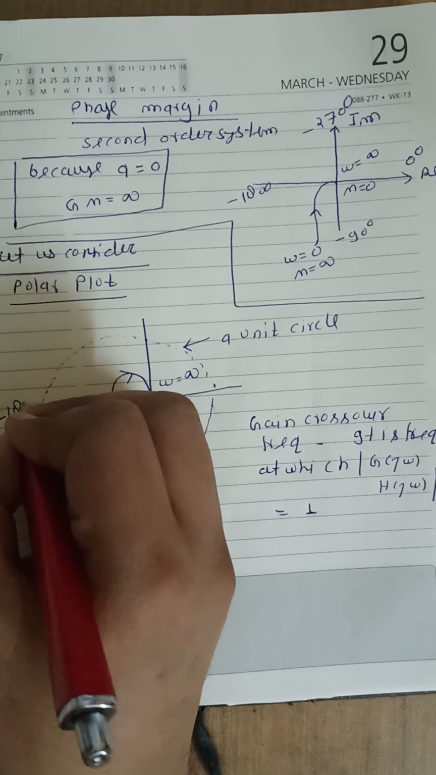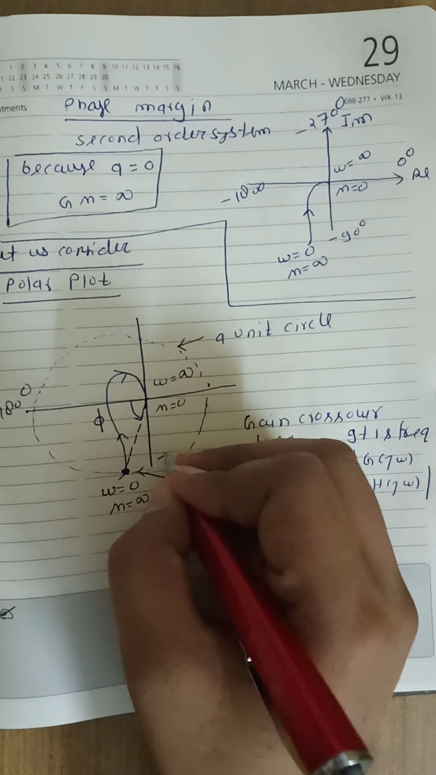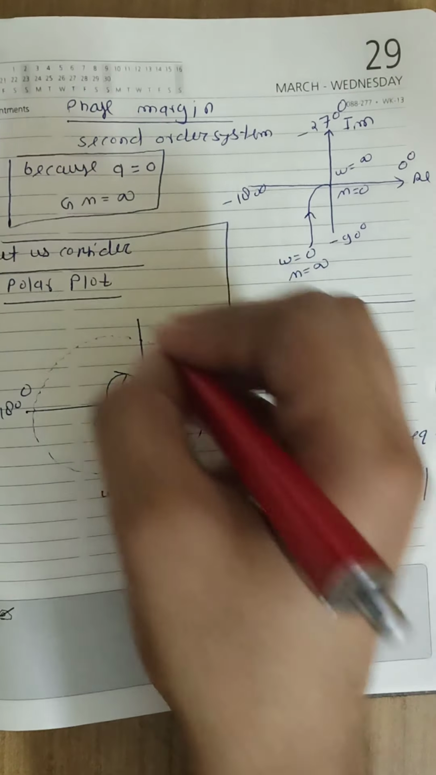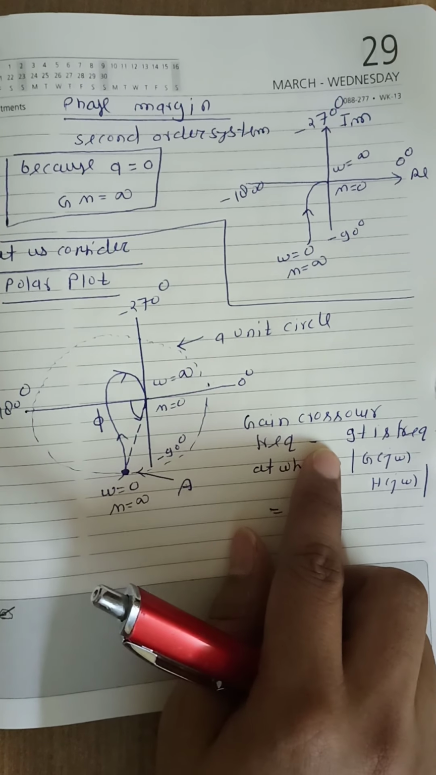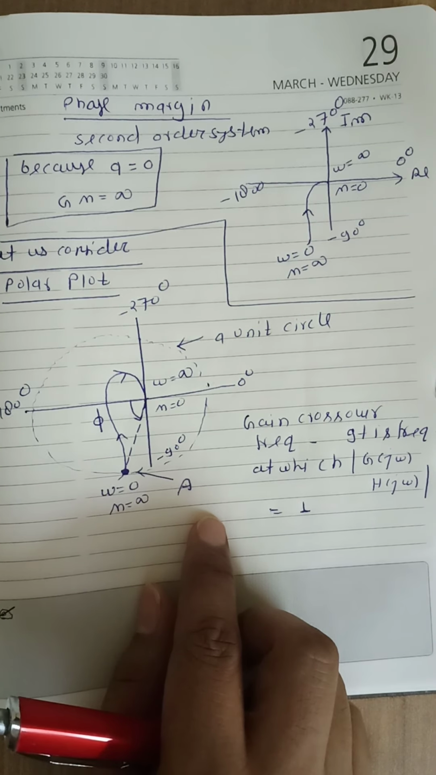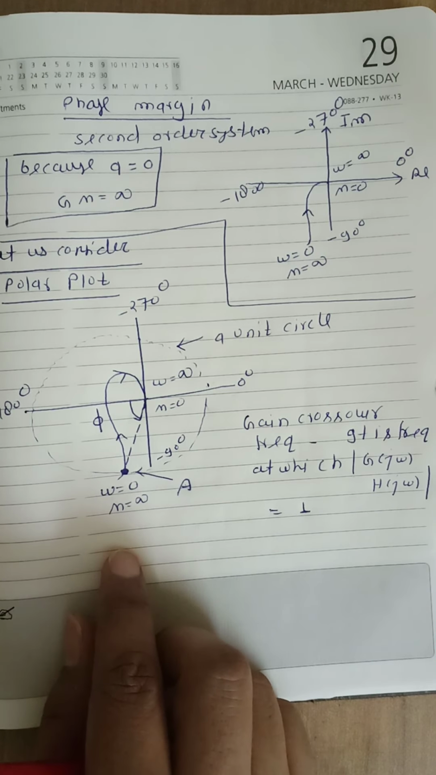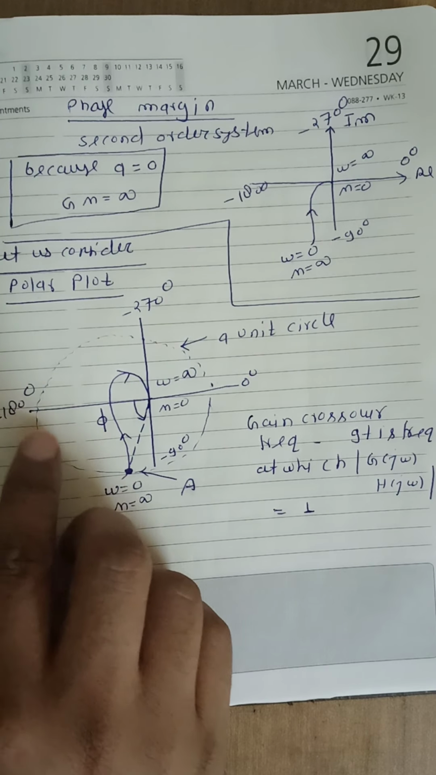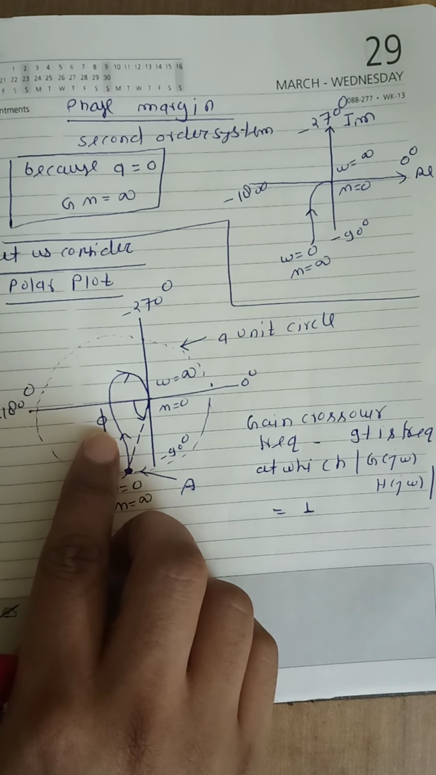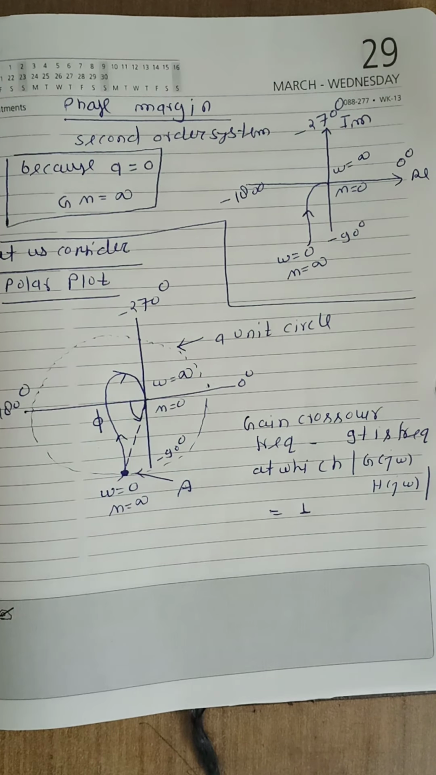This is minus 180 degree. This line will define minus 90 degree. This will define 0 degree. This will define minus 270 degree. So we can say at gain crossover frequency, the phase angle is equal to minus 180 degree plus phi. Here I am writing plus phi because we are measuring the angle in the counterclockwise direction.